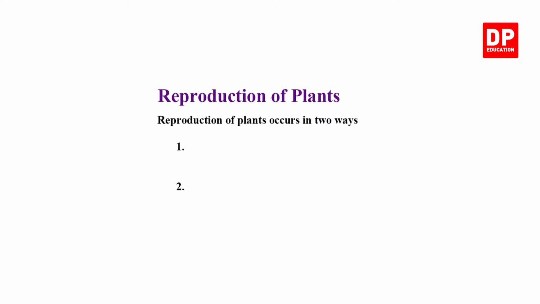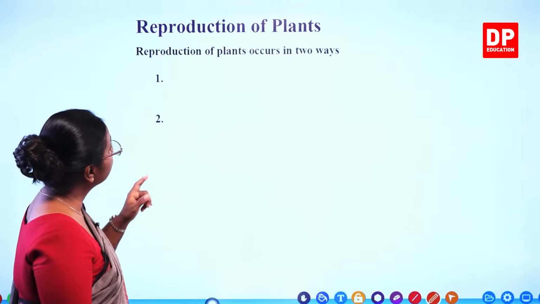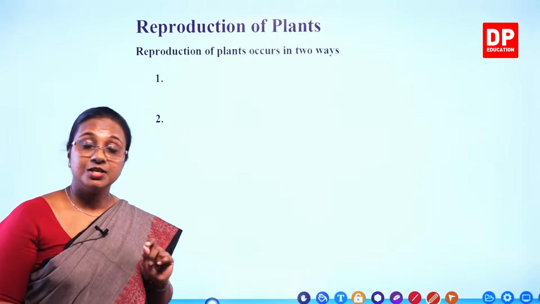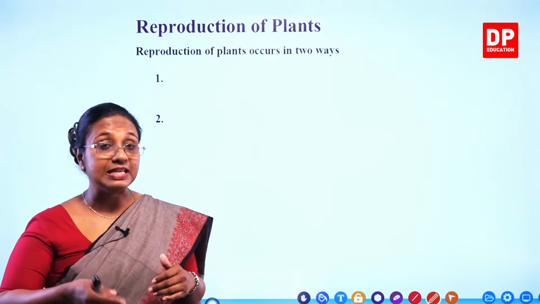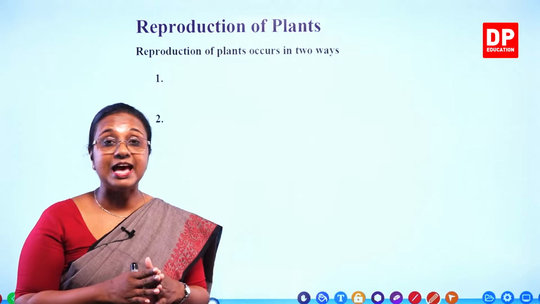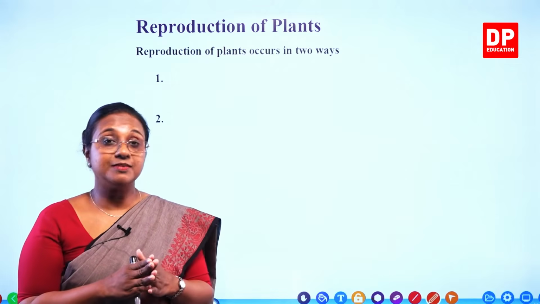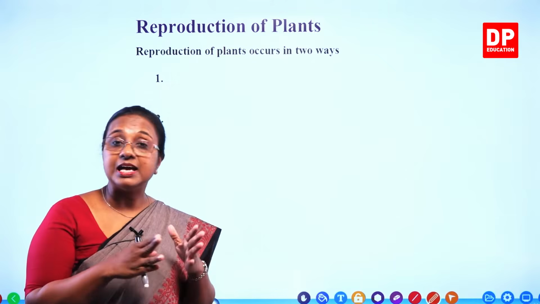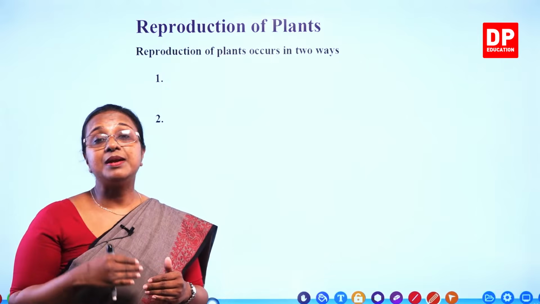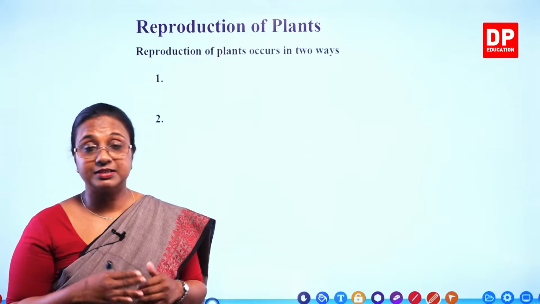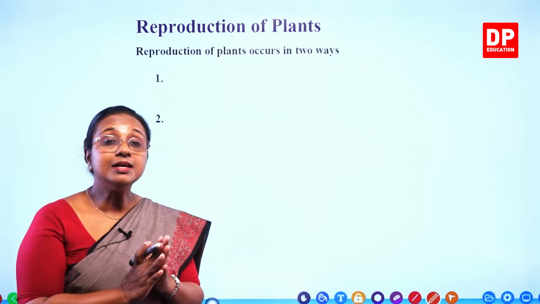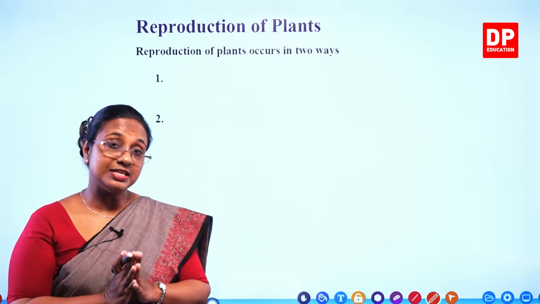Reproduction of plants. So first we will try to understand how plants reproduce. Reproduction of plants occurs in two ways. So as I told you all before, flowers are there in plants, mainly the flowering plants, you are familiar with that, and flowers are the reproductive structures of plants, and in that I told you all about the male reproductive structure, the androecium, and gynoecium, the female reproductive part. So there the sexual reproduction can take place.